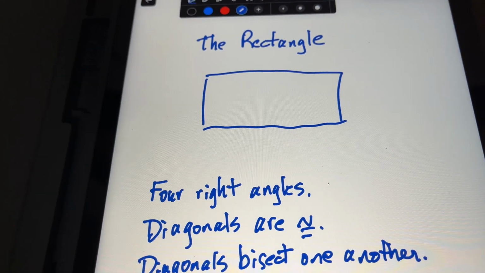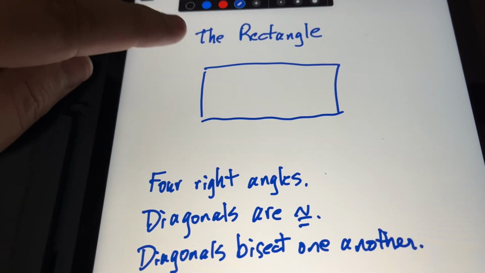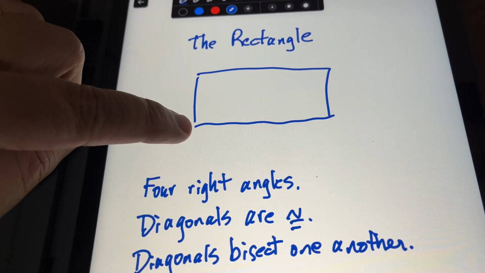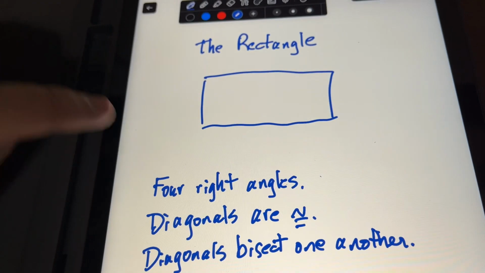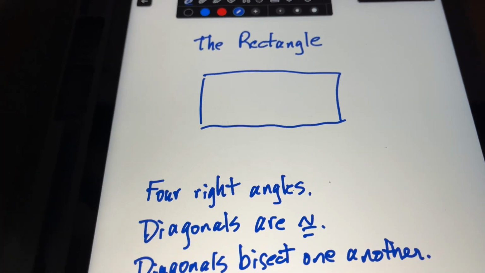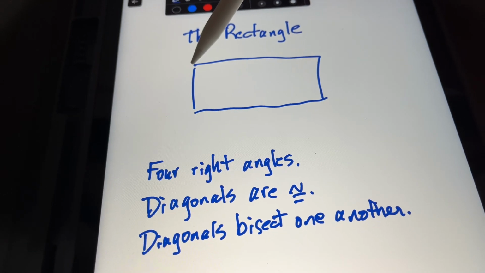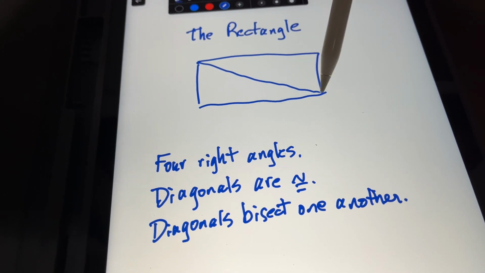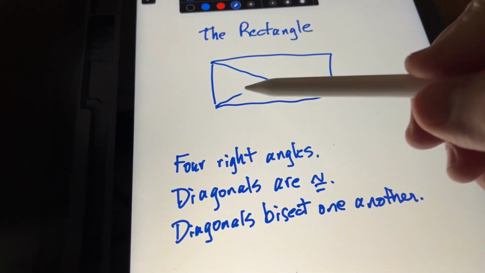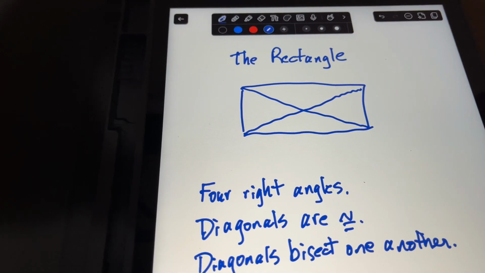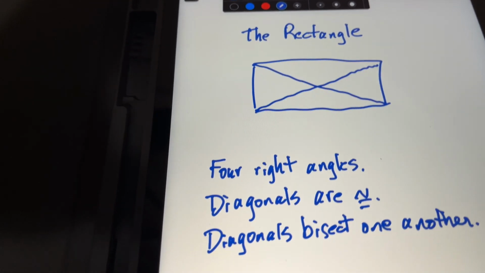Now, something else that's true about the rectangle is it has 4 right angles. In other words, this angle here, there, and there, those are right angles. They're 90 degrees. And the diagonals are congruent. In other words, when I draw this and this, these are diagonals, those are congruent to one another.